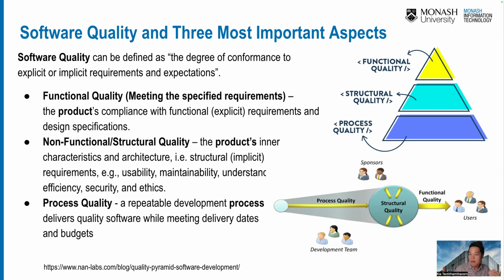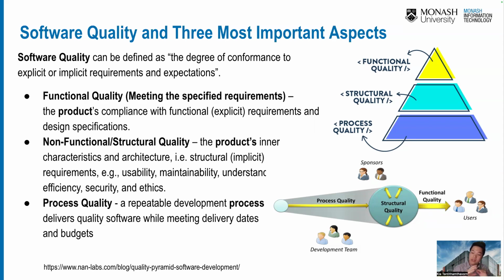So when we talk about software quality, this is the quality pyramid. We look at three aspects here: the functional quality, the structural quality, and the process quality. As I mentioned before, functional quality is about whether the functionality of the software product is correct or not, right? For example, the addition function in a calculator: 1 plus 1 should be equal to 2. That's the functional correctness.